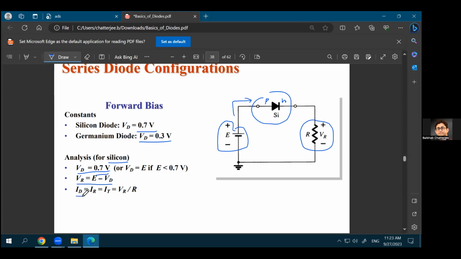What would be the current then? The current will be VR divided by R. Whatever voltage is available across the resistance, divided by the value of the resistance, will give you the current through the resistance. And because of KCL, the current through the resistance will be the same as the current through the diode and the same as the current through the circuit. So there are two components here: one is the diode, one is the resistance.